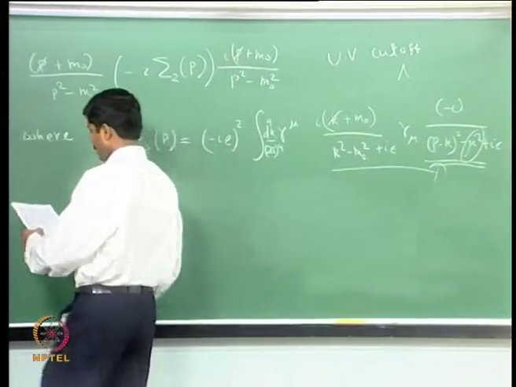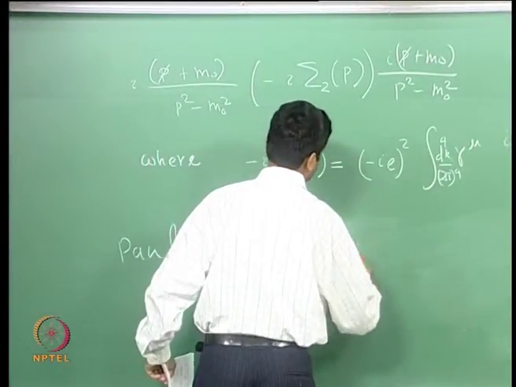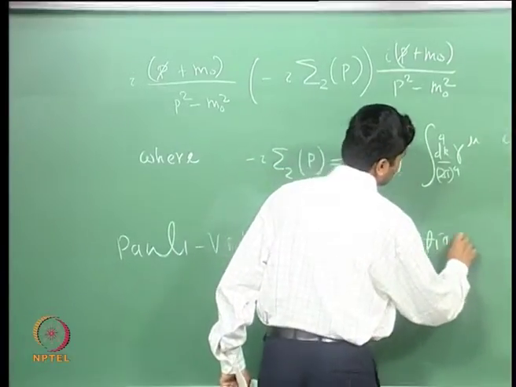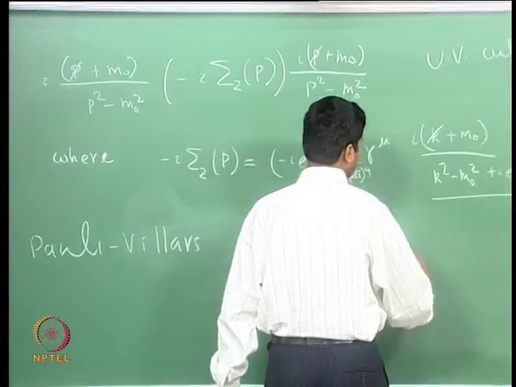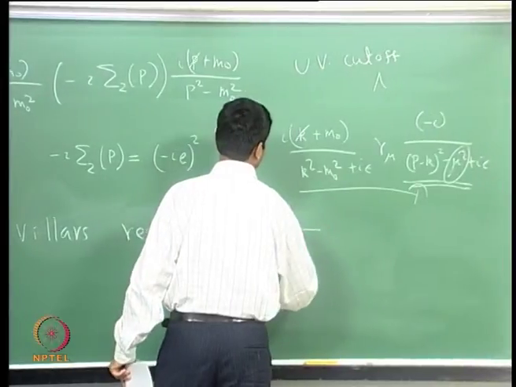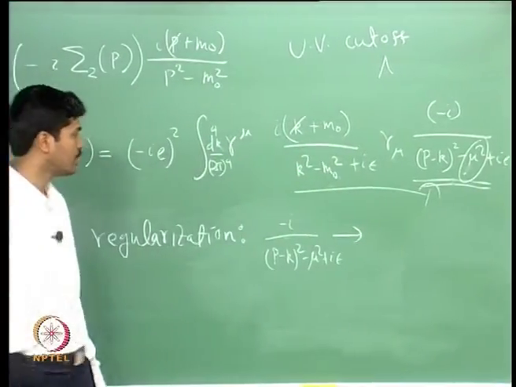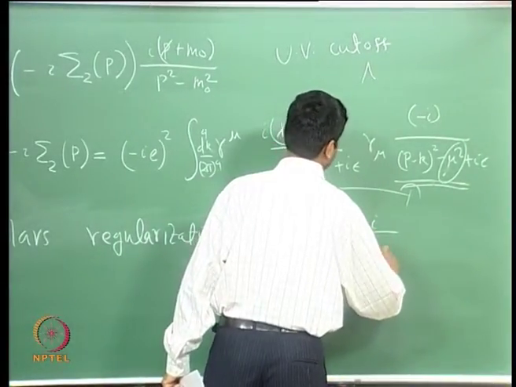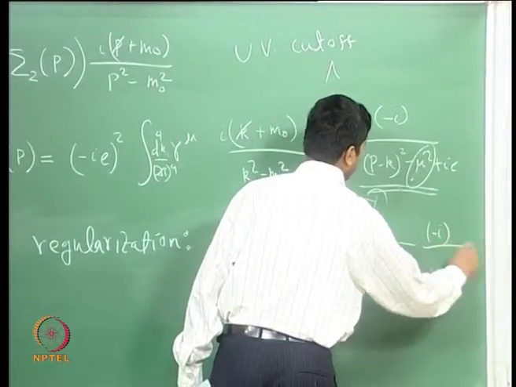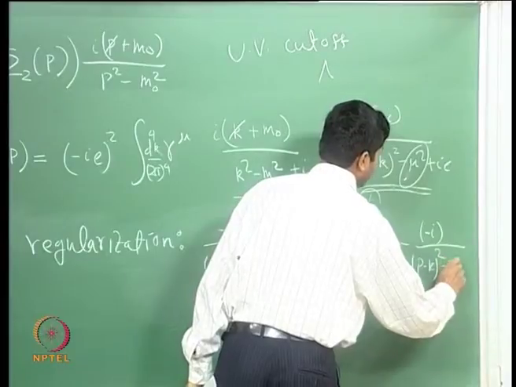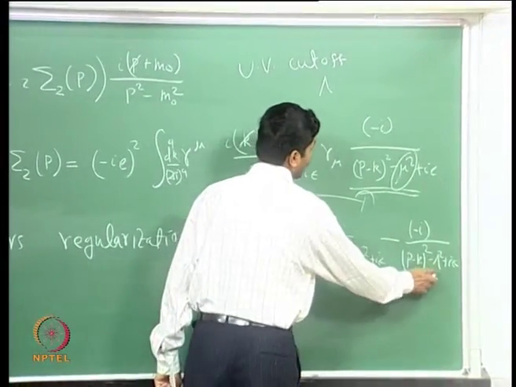So in the Pauli-Villars regularization, you introduce a UV cutoff to the photon momentum, and that simply amounts to replacing this photon propagator, minus i divided by (p minus k) whole square minus mu square plus i epsilon, by minus i divided by (p minus k) whole square minus mu square plus i epsilon, minus i divided by (p minus k) whole square minus lambda square plus i epsilon, where this lambda is the UV cutoff. Ultimately, we would like to take the limit lambda goes to infinity.